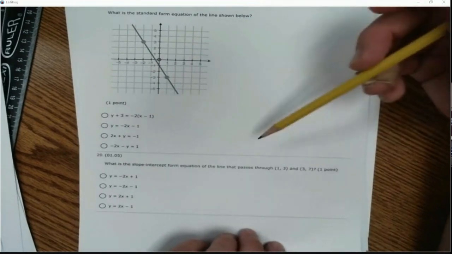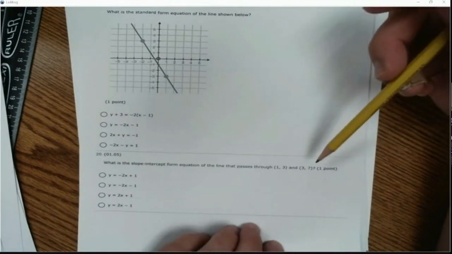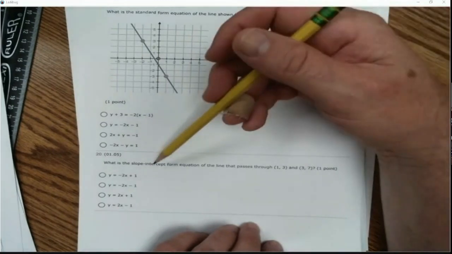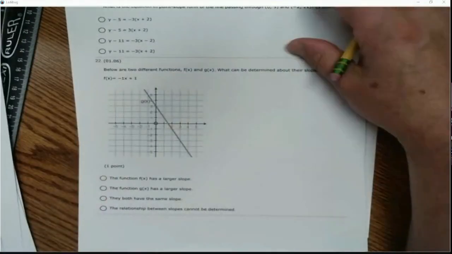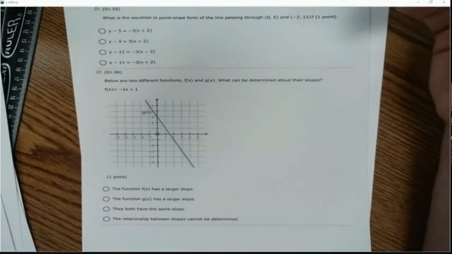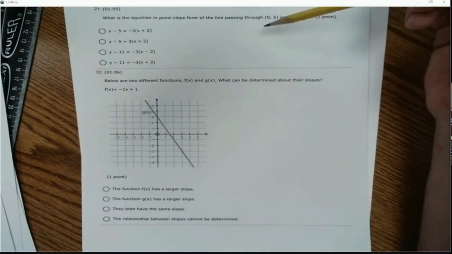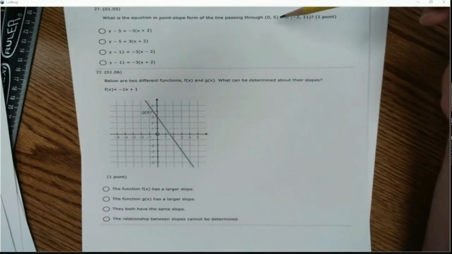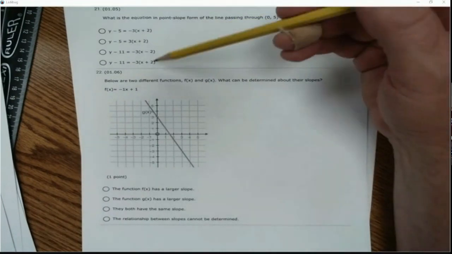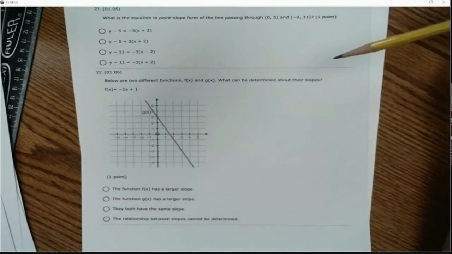So you got to do some manipulation of the equation there. You have the points. You can calculate the slope. You can write it in point slope, and then you have to change it to slope-intercept. So all skills that we need to be able to do. There's another one just like that one, but this one wants to know in the point slope form. This gives you the points. Doesn't give you the slope. You have to calculate it and figure out which one of those.